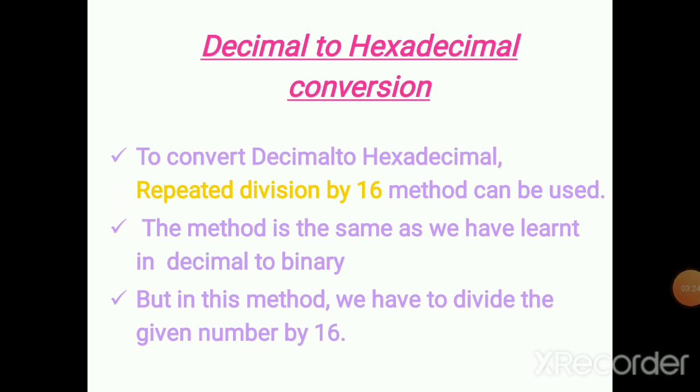Next, decimal to hexadecimal conversion. To convert decimal to hexadecimal, the repeated division by 16 method can be used. The method is the same as we learned for decimal to binary, but in this method we have to divide the given number by 16. Why do we divide the given number by 16? 16 is the base value of the hexadecimal number.